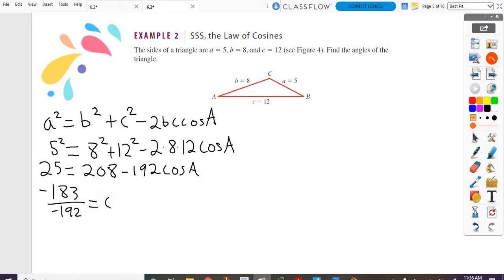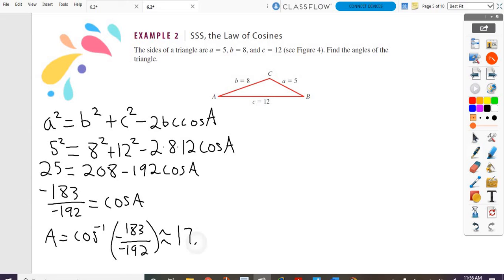And then our last step is to take the cosine inverse of both sides. It ends up being a positive fraction because we have a negative divided by negative. And so what do we get that A is approximately? 17.61. Do you agree? Alright. So then we could find our B next.